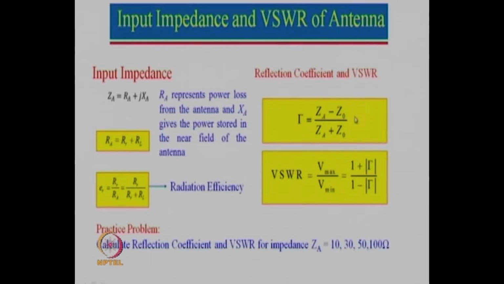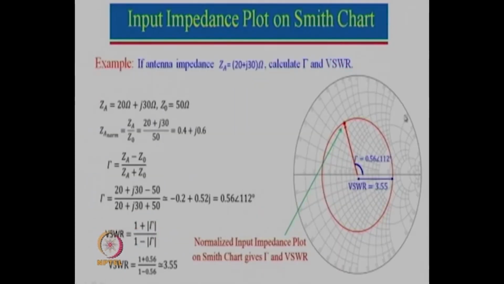So, this will be 50 divided by 150, which is 1 by 3, and if gamma is equal to 1 by 3, we substitute the value, that gives rise to VSWR equal to 2. Please calculate for other cases. Now, let us see what happens if the antenna impedance is a complex number. Here we have just taken an example of 20 plus J30.